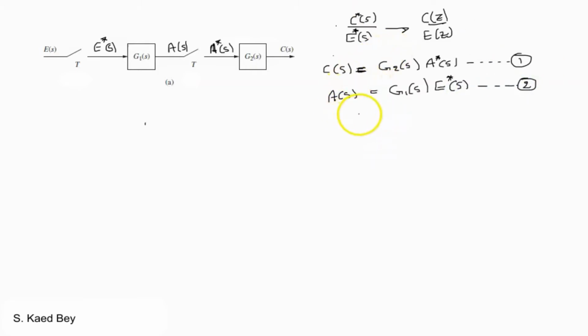Ultimately, we would like to find the relation between the C star of S and E star of S. To do this, if you notice in equation number 1 that the A star of S has the information in terms of E star of S and G1 of S. So our objective here is to substitute the equivalent value of A star of S. To find A star of S, we will apply the starred Laplace formula on equation number 2.